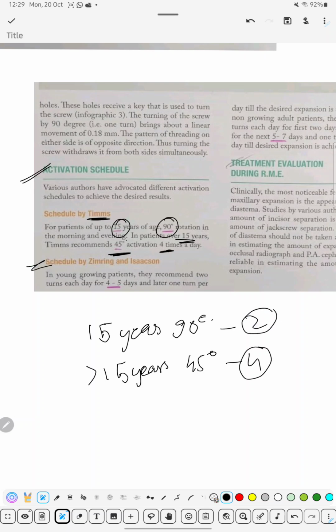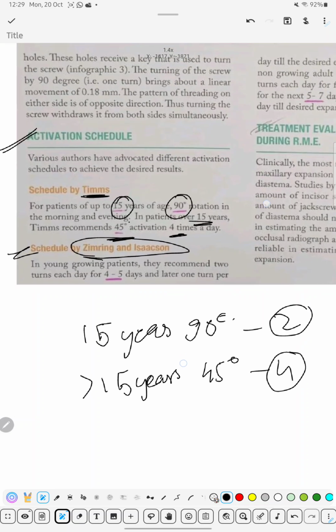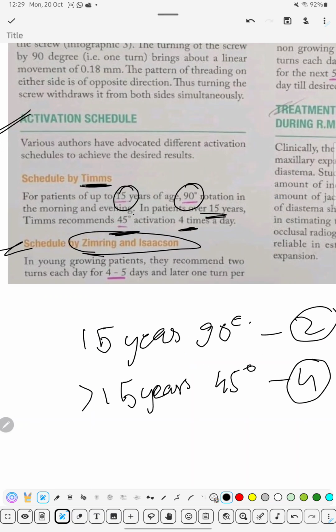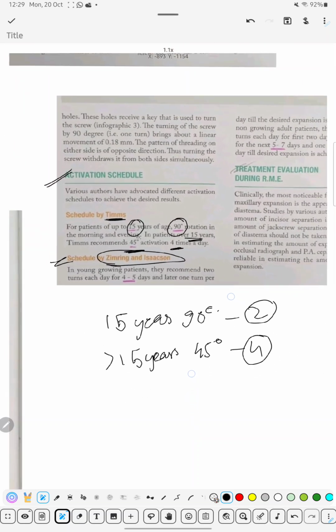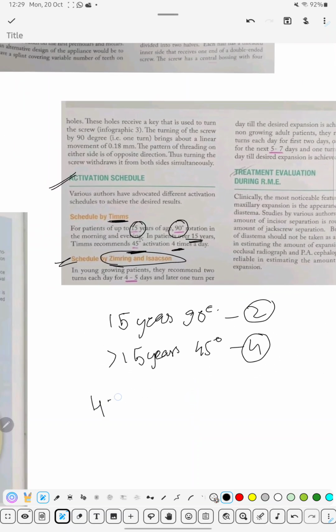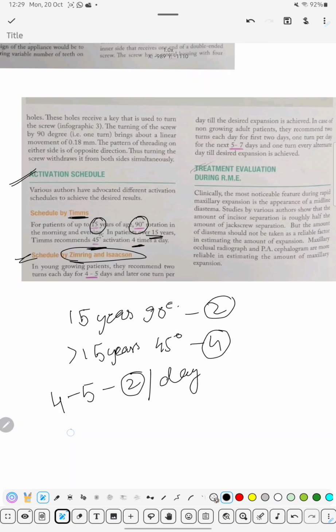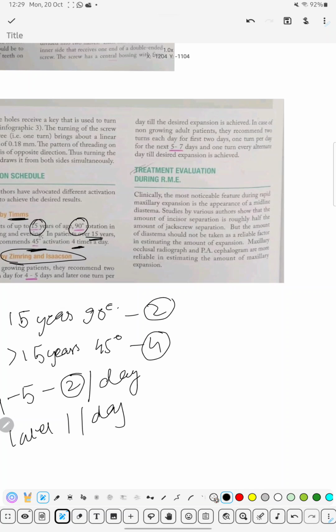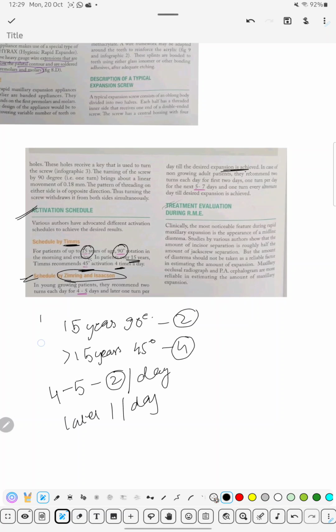Next, the schedule by Zimring and Isaacson. For young growing patients, 2 turns each day for 4 to 5 days. So for the first 4 to 5 days you will give 2 turns per day, and then later 1 turn per day until the desired expansion is achieved. So first this schedule was given by Timms and this schedule was given by Zimring and Isaacson.